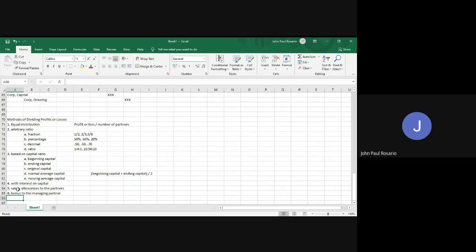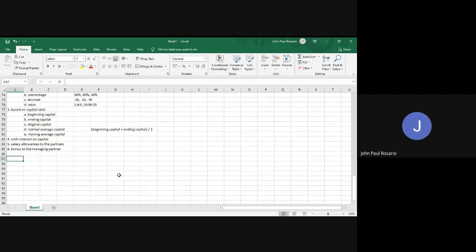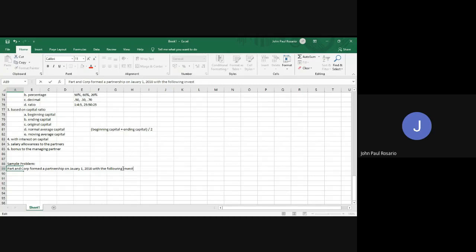Okay, let's try this one. So the example problem, we will always use the names Part and Corp. Okay, so sample problem. Part and Corp formed a partnership on January 1, 2018, with the following investments.